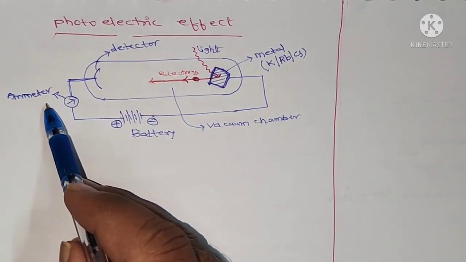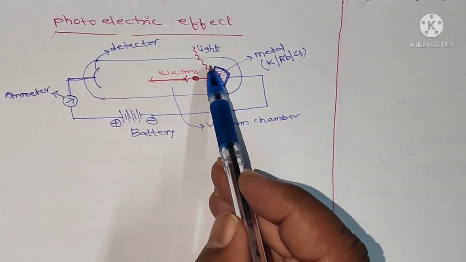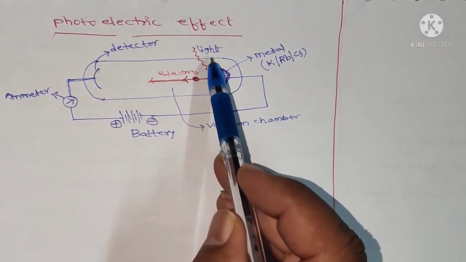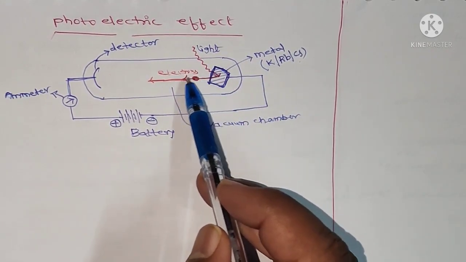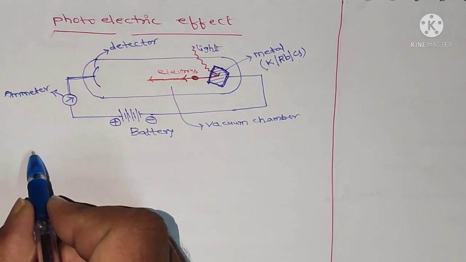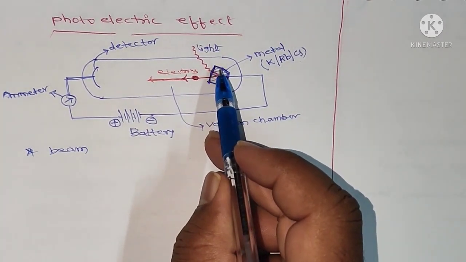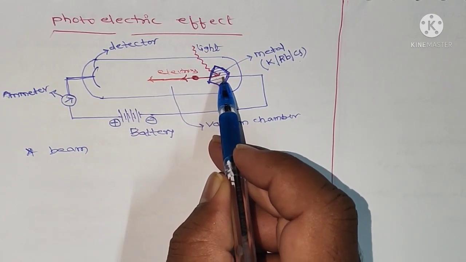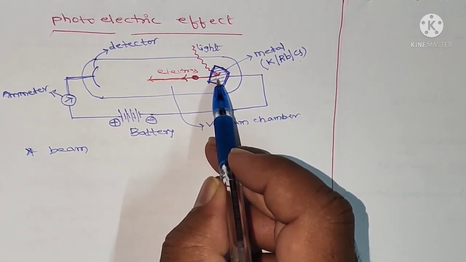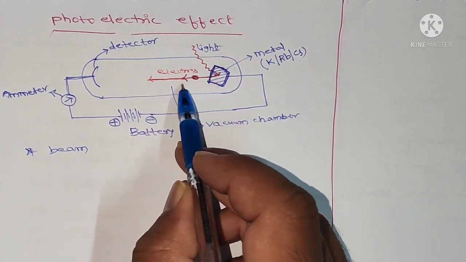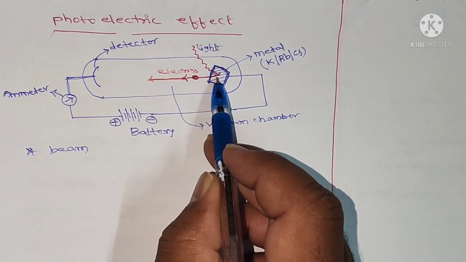is the ammeter, and this is the detector, and this is the light. When the light falls on that metal, the electrons are ejected from the metal. When a beam of light with a suitable wavelength falls on that surface of the metal, then electrons are emitted from the metal. So these are the electrons which are ejected from the metal.